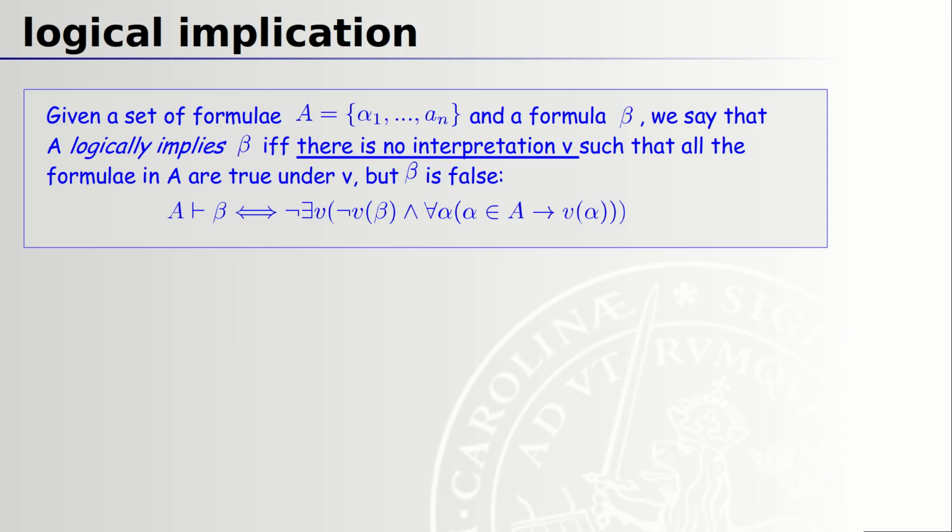Just as we did for propositional logic, the notion of an interpretation allows us to be specific about logical implication and logical equivalence between quantificational formulae. And just as we did before, we say that a set of formulae A logically implies a formula B, beta, if there is no interpretation such that all the formulae in A are true under it, but beta is false. And also, as for propositional logic, two formulae are logically equivalent if they logically imply each other.